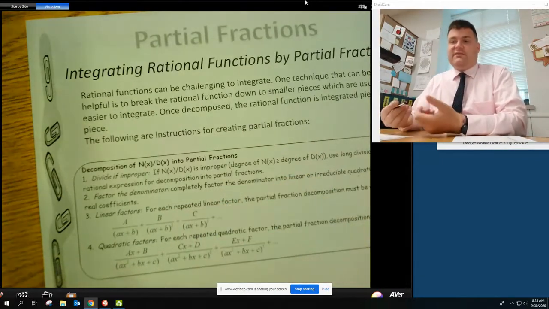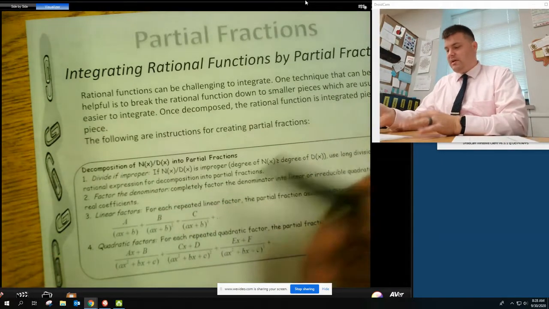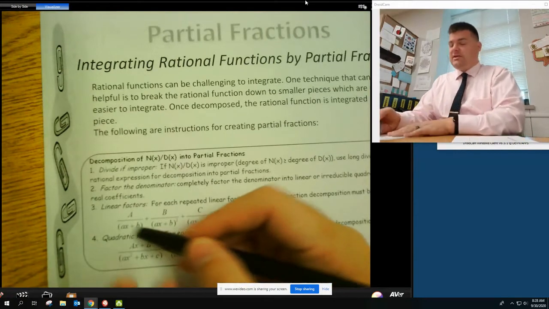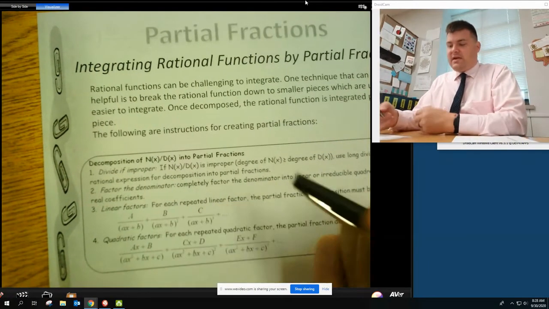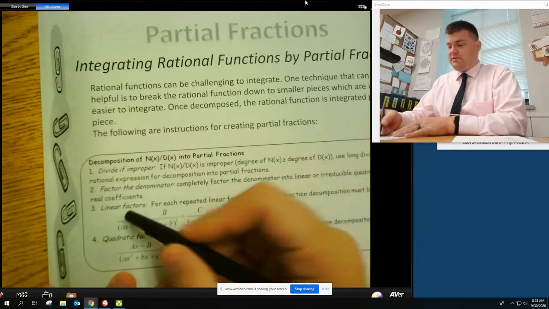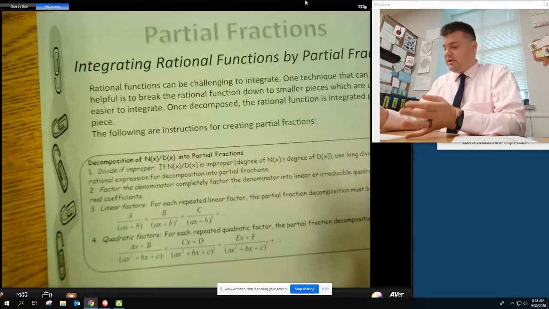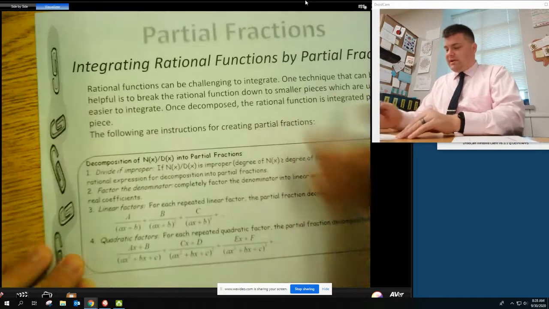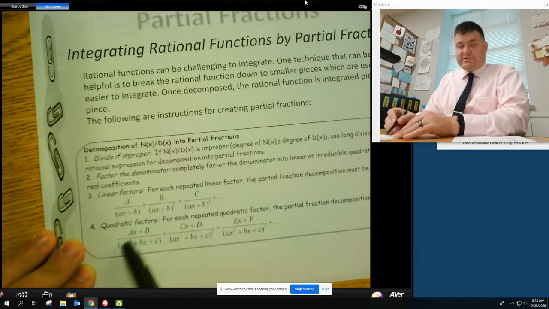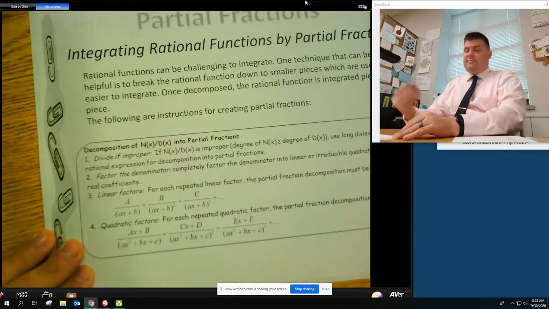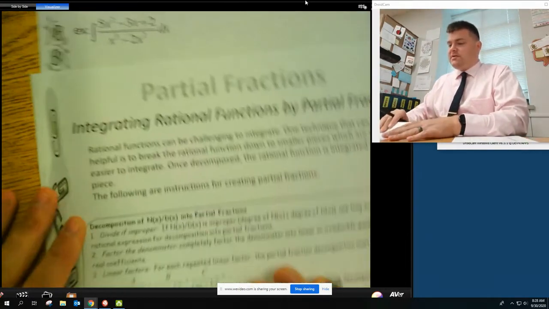If you have repeating factors, you're going to have an extra one. If you just have two different factors, then you're just going to have two of these. If you have one repeating factor, it will also be two of them because it's repeating. If you have quadratic factors, just be careful. If you have a squared factor on the bottom, you would do Ax plus B on top, and so on and so forth. So let's go ahead and tackle this problem.